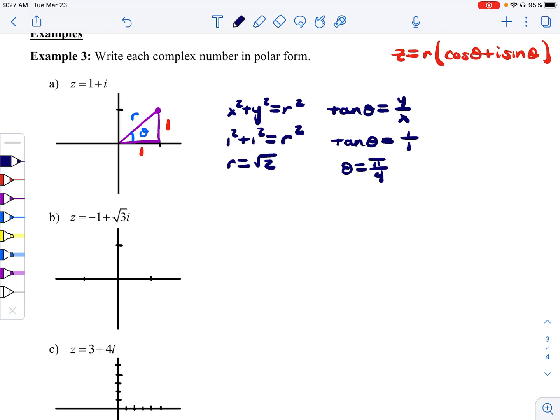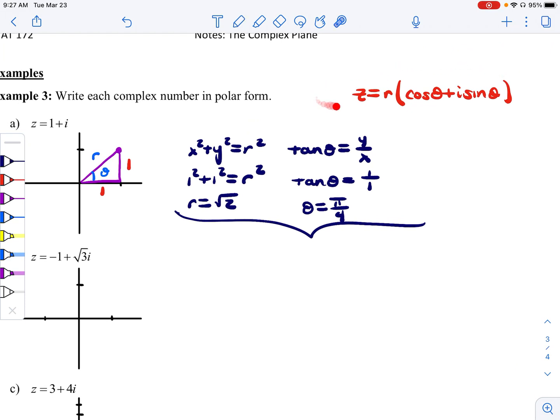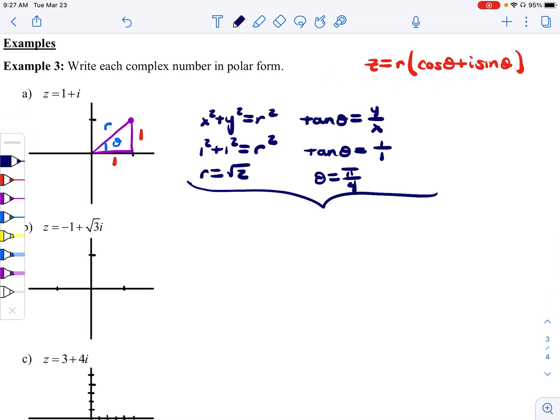Okay, so if we put this together, again, remember this is our polar form of a complex number. I just copied that down from above. So we're just going to rewrite all of this in that polar form. Our z is going to be equal to the square root of 2 times the quantity cosine of pi over 4 plus i sine of pi over 4. So that is our final answer.